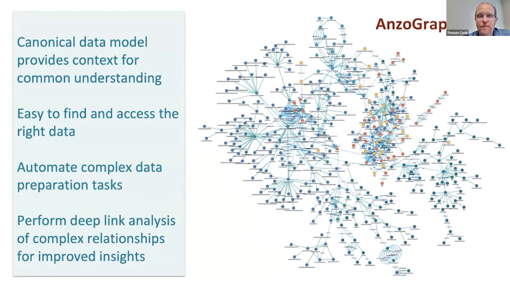AnzoGraph DB provides the ability to create this canonical data model to have a better understanding of the overall data, as all of the data is in a single place, to make it easier to find and access the right data. Automate complex data preparation tasks and perform deep link analysis of complex relationships for improved insights.